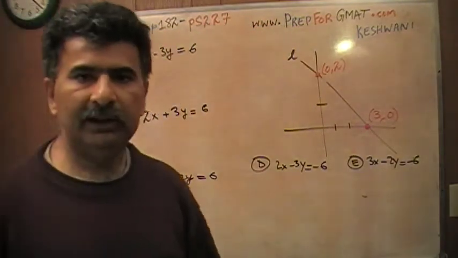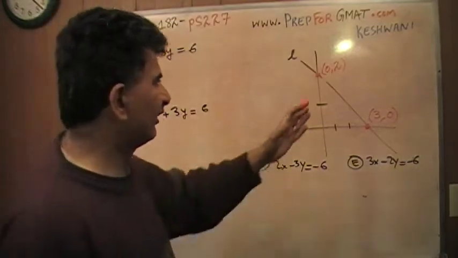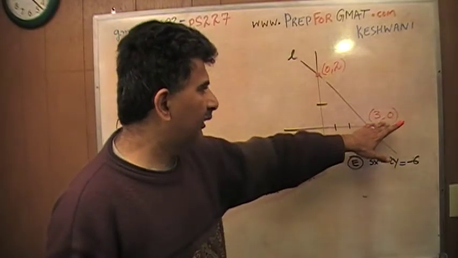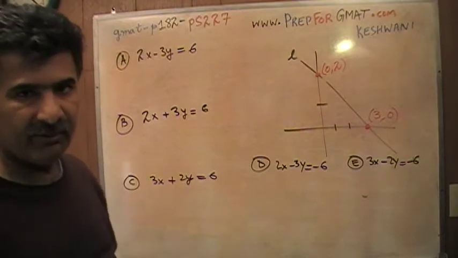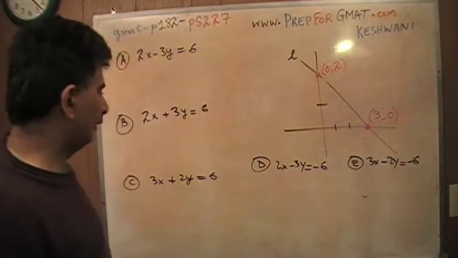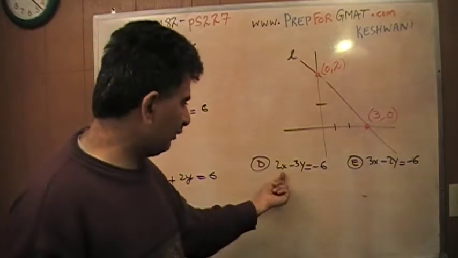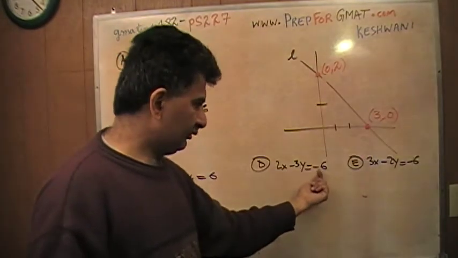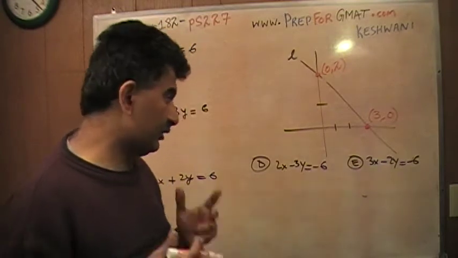Which means that the correct answer choice, whichever equation it is out of the 5, has to satisfy both of these points. In other words, when I substitute the coordinates of this point or this point in the equation, the equation has to hold. If the equation tells me that this quantity equals 6, it has to equal 6. If it tells me it equals -6, it has to equal -6. When I substitute the value of x and y from either this one or that one, it has to hold.